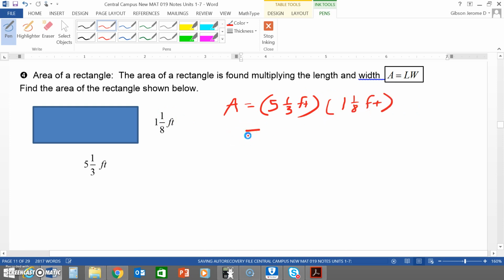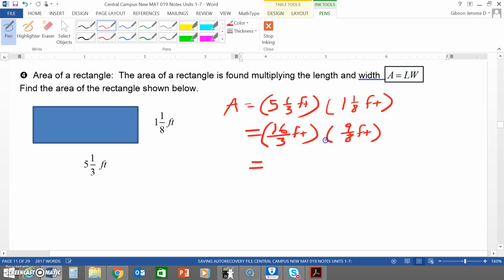Now remember, we have to change these mixed numbers to improper fractions. So this will give us 16 over 3 feet. And this will give us 9 over 8 feet. And just in case you forgot, remember when you're changing mixed numbers to improper fractions, the denominator stays the same. And you would take the whole number times the denominator plus the numerator. 5 times 3 is 15 plus 1 is 16. 1 times 8 is 8 plus 1 is 9.